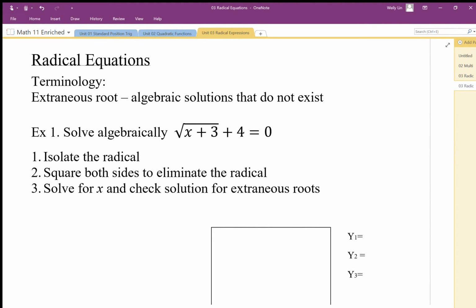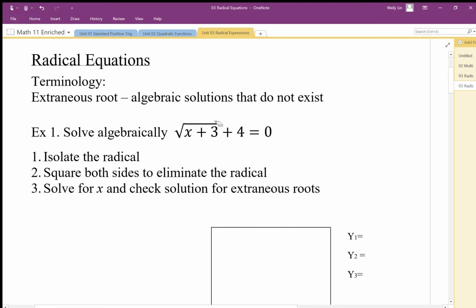So we're going to look at solving radical equations. Before we do this, we have to look at something called an extraneous root. An extraneous root is an algebraic solution that does not exist. Okay, so we can solve algebraically for this square root equation by undoing the plus.